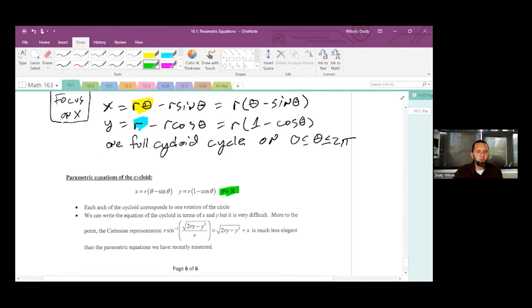We could also write the equation of the cycloid in terms of x and y, but it's kind of awkward. The Cartesian representation, and I give you that Cartesian representation here, it works, but it's a lot less elegant than the cycloid equations that we just mastered above. So there you have it, everything that you need to know about parametric equations.